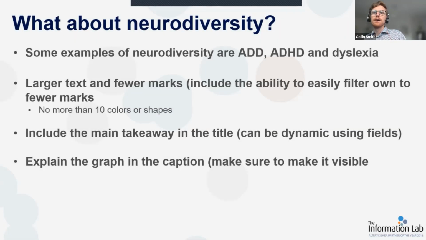All right, we're getting close to the end here, but I just want to make a couple notes about neurodiversity. Some examples of this include ADHD and dyslexia. There are some high-level principles that, again, line up with universal design to make your dashboards easier to interpret for folks like this. Using larger text and fewer marks, including the ability to easily filter down to just fewer marks. Really no more than 10 colors or shapes, and even at that point, you're pushing it.